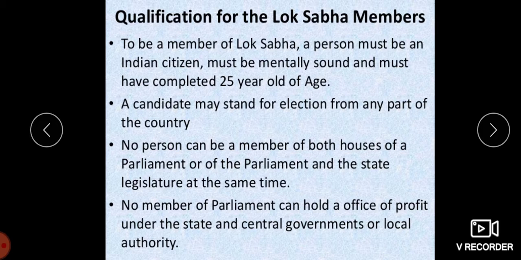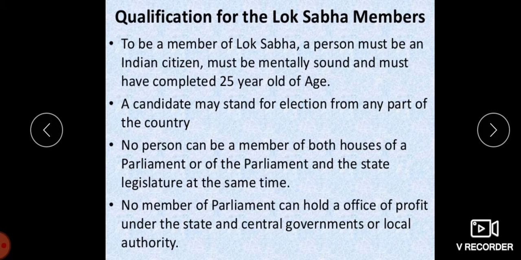Yesterday we were studying about the union government. We studied about the union legislature. In that we studied about the Rajya Sabha. What are the qualifications that are required to become a member of Rajya Sabha?